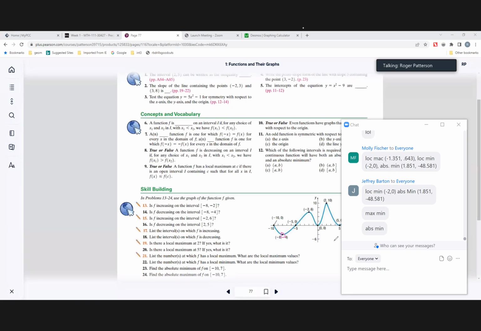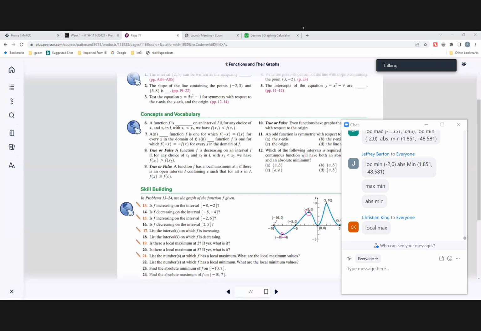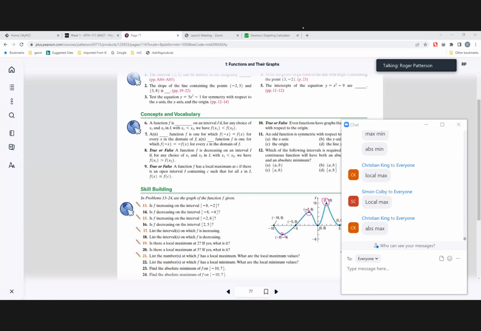Yeah, that's an absolute min, okay. What about this one right here? What is that? That's a local max. Very good. What is this one? An absolute max. What is this one? Okay, see, that's the tricky part.